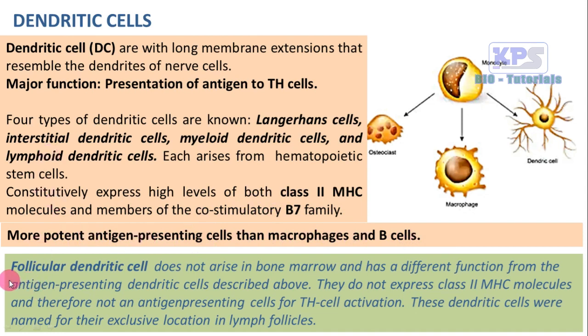There is another type of dendritic cell, namely the follicular dendritic cell, which is entirely different from the dendritic cells we just discussed. Its function is entirely different from that of antigen presenting cells. They are not antigen presenting cells because they do not express class 2 MHC molecules, and therefore are not antigen presenting cells for T helper cells. These dendritic cells were named for their exclusive location in the lymph follicle. They have an entirely different function, which will be discussed in the coming episodes.